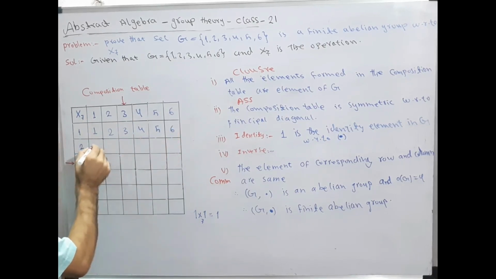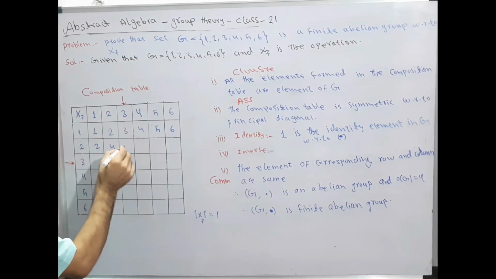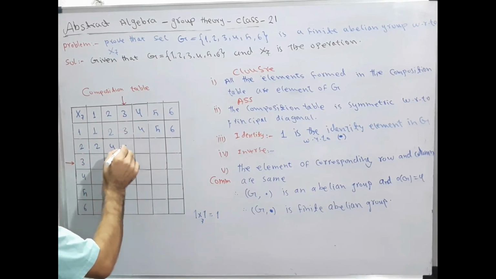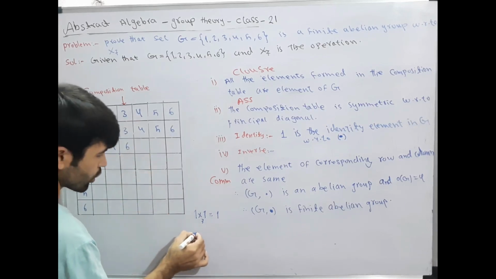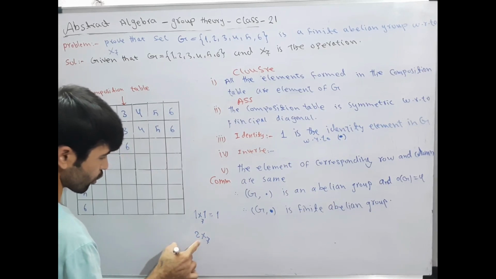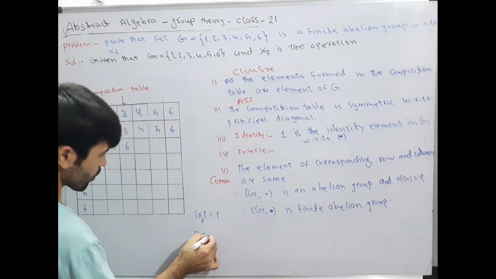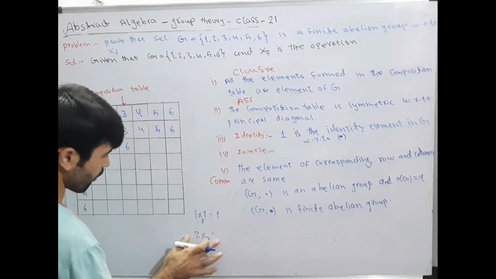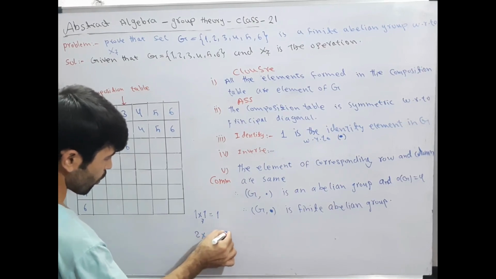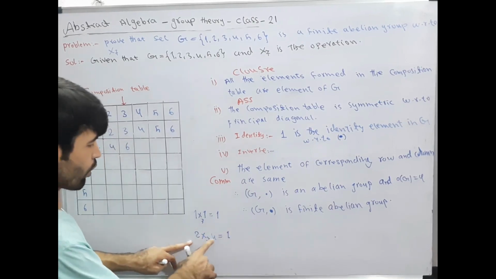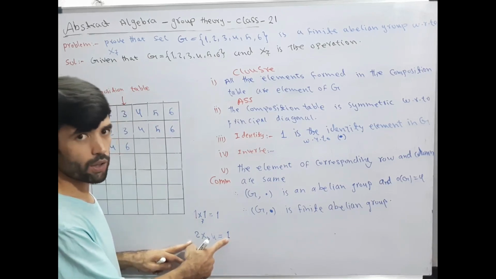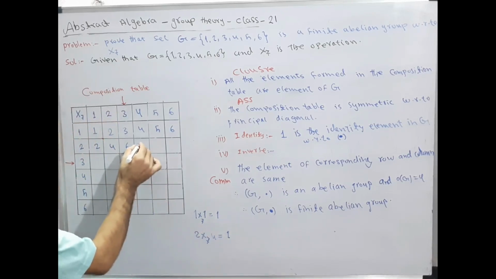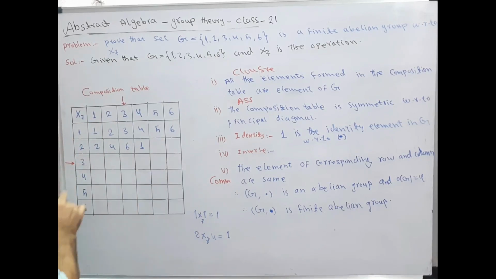2 into 1, 2. 2 into 2, 4. 2 into 3, 6. 2 into 4, 8, because 2 into 4 equal to 8. 8 divided by 7, the remainder will be 1. Therefore, we have to write 1 here.